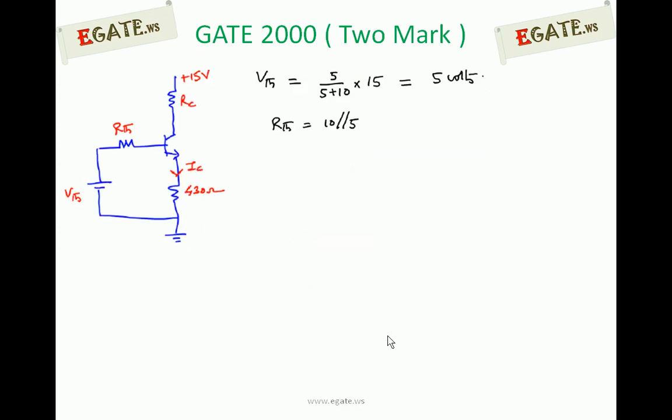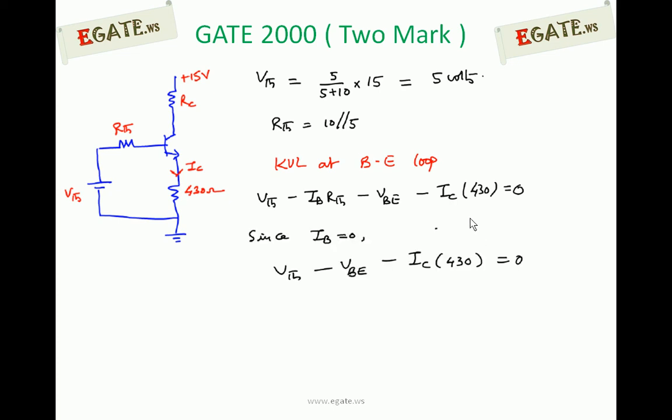Now apply KVL across the base emitter loop. So this is a KVL. VTH minus IB into RTH, since base current is flowing through RTH, minus VBE minus IC into 430 is equal to 0. And it was given that when beta is very large, the base current is neglected. So since IB is equal to 0, the KVL equation is reduced to VTH minus VBE minus IC into 430. The IB RTH term is not appearing now because it will yield 0.